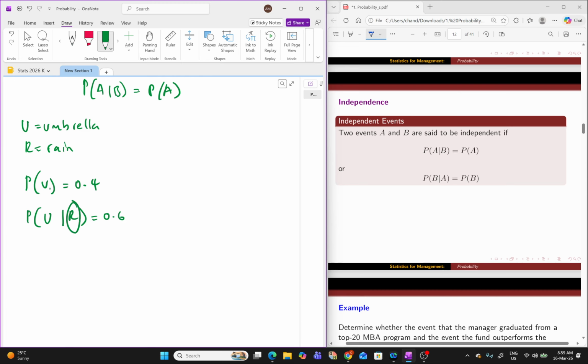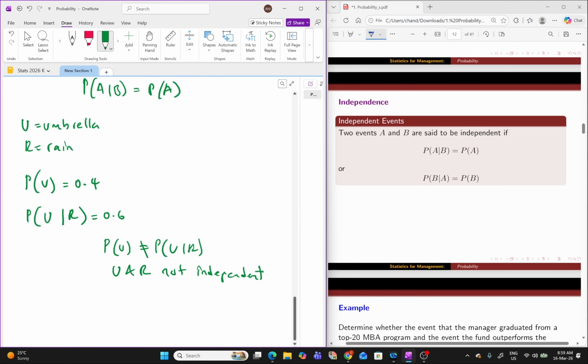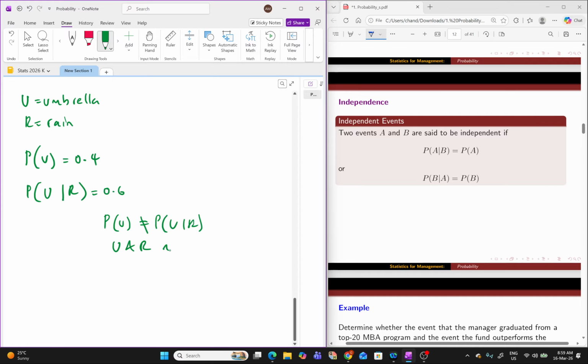Does the raining influence you? Because the probability changes, isn't it? The probability is getting higher now. So the raining changes your probability. Am I right? So this is not equal to this one. So U and R are not independent. Because normally the probability you bring an umbrella is 0.4, and today it rains and the probability of you bringing an umbrella changes to 0.6. So when it changes, it's not the same, not independent.